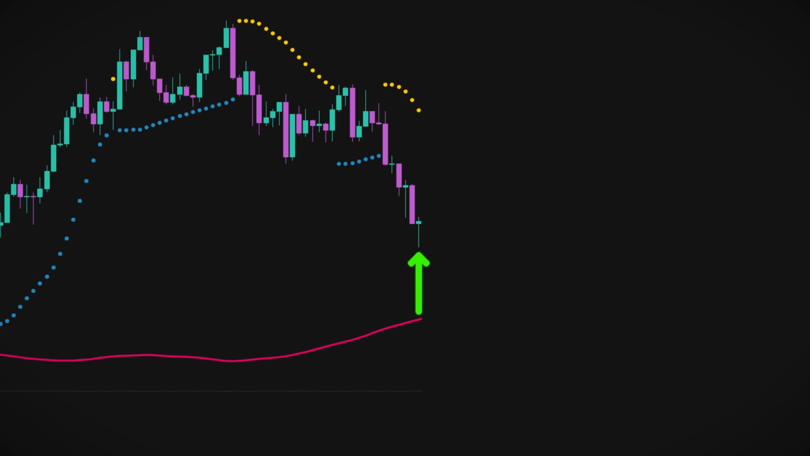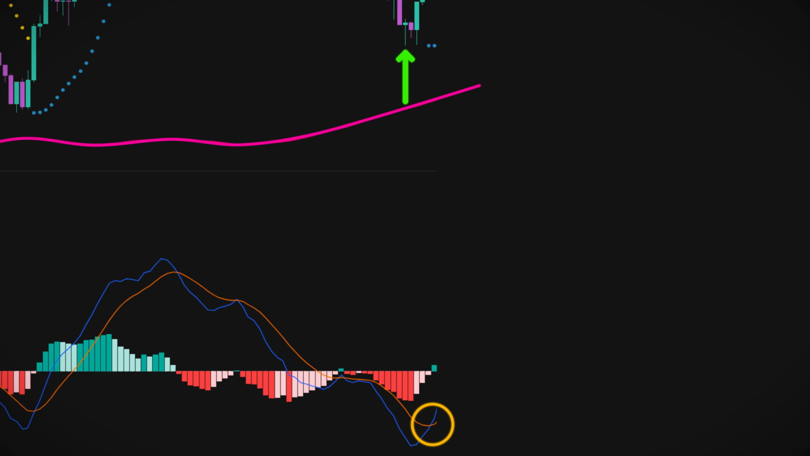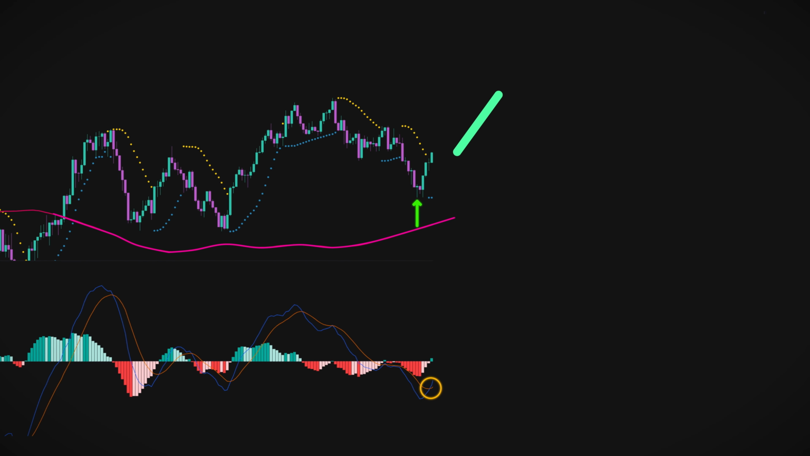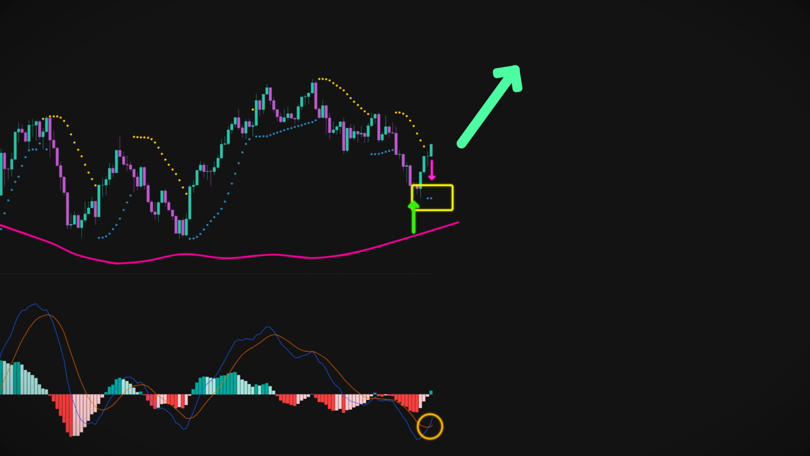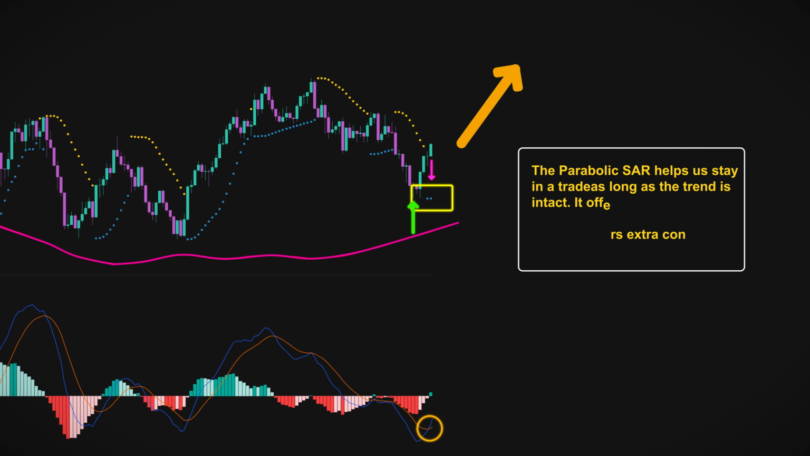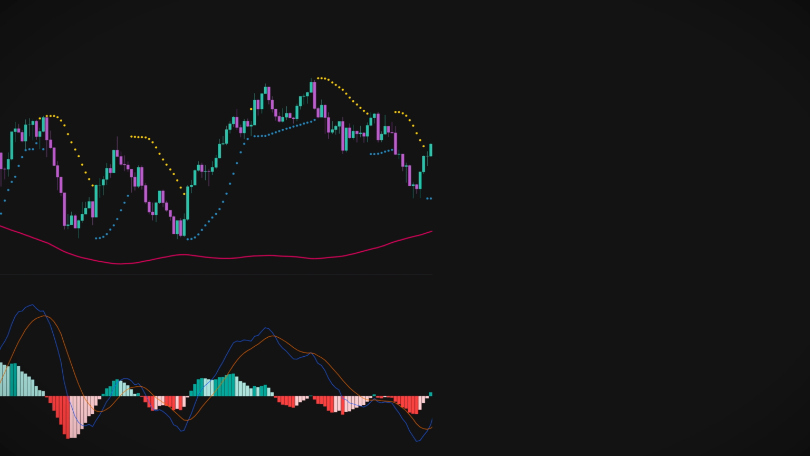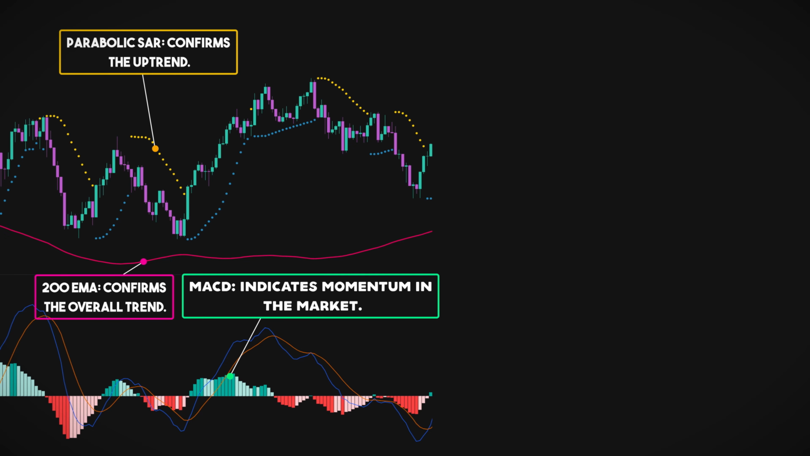Once the price is above the 200 EMA, we wait for the MACD line to cross above the signal line. This crossover is an important signal that momentum is shifting upwards, indicating that the market is gaining strength, making it the perfect time to enter a buy trade. Next, we need the parabolic SAR dots to be below the candles, confirming that the trend is still bullish. The parabolic SAR helps us stay in the trade as long as the trend remains intact, offering that extra confirmation to support our long position. When all these elements align, we know it's the right time to take the trade. The 200 EMA confirms the trend, the MACD shows momentum, and the parabolic SAR confirms the uptrend.